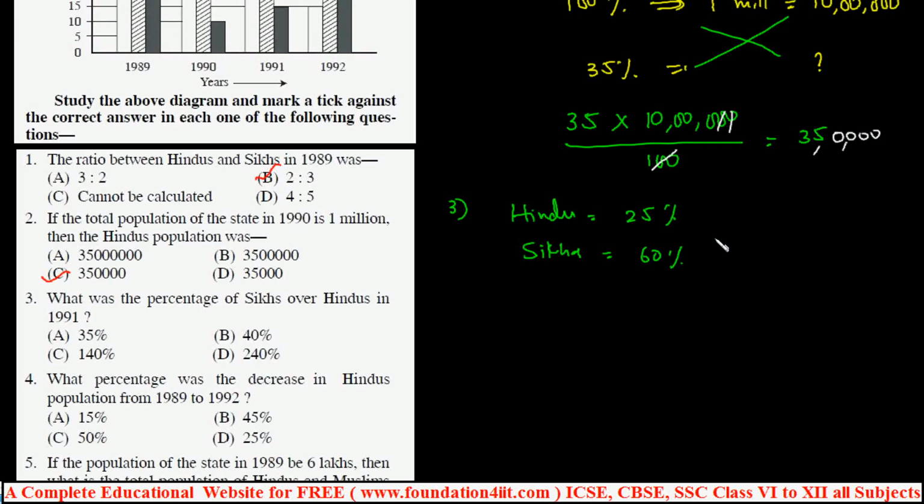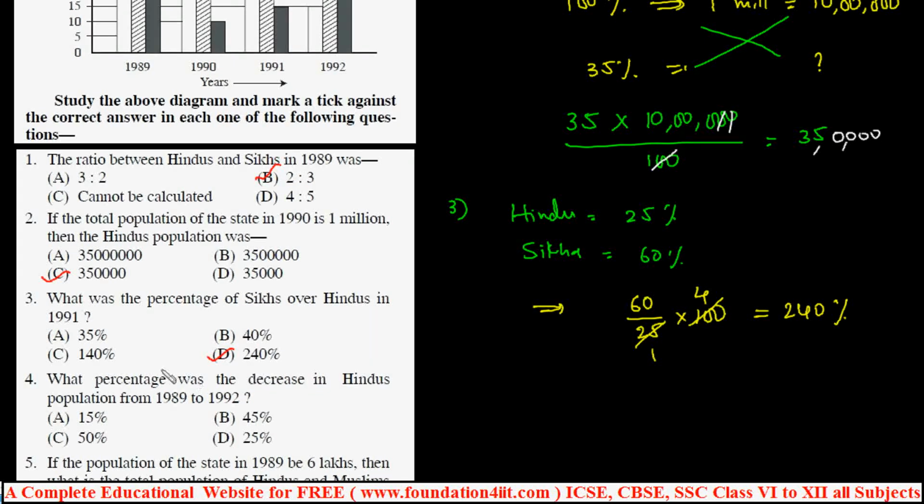So here is the difference. They are asking percentage of Sikh over Hindu. Percentage of Sikh over Hindu is 60 by 25 into 100. Straight question. But Sikh how much percentage more than this Hindus? So 60 by 25 into 100. Calculate this. 25 fours are 100, 25 into 24 is 240. So 240 percentage is this. Okay, for the third one the option is 240.